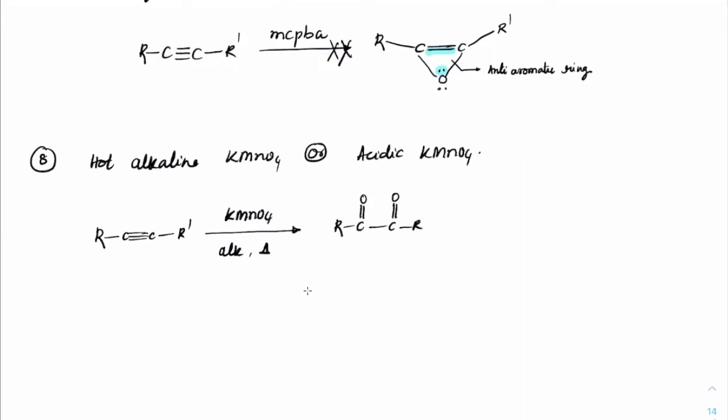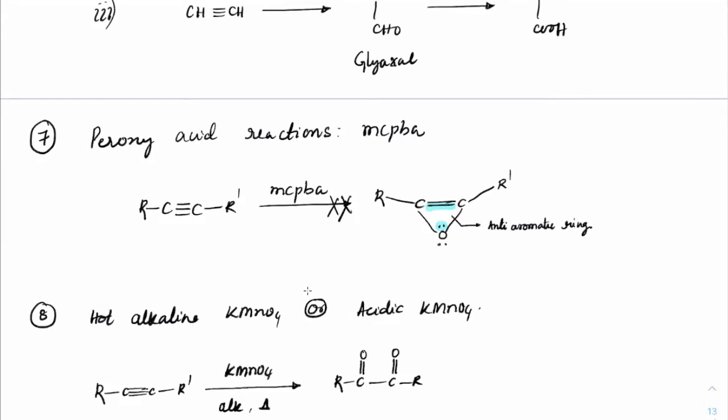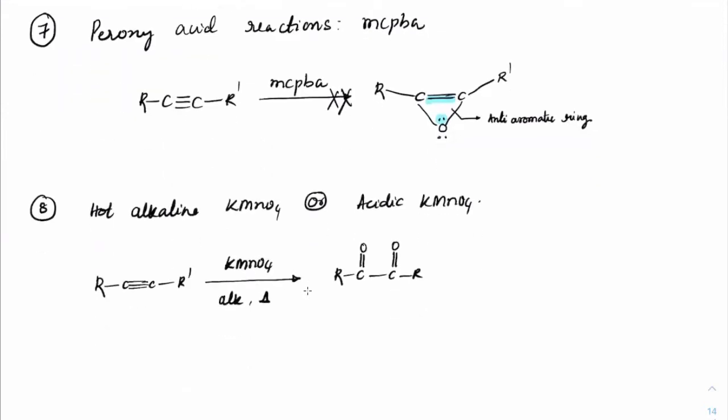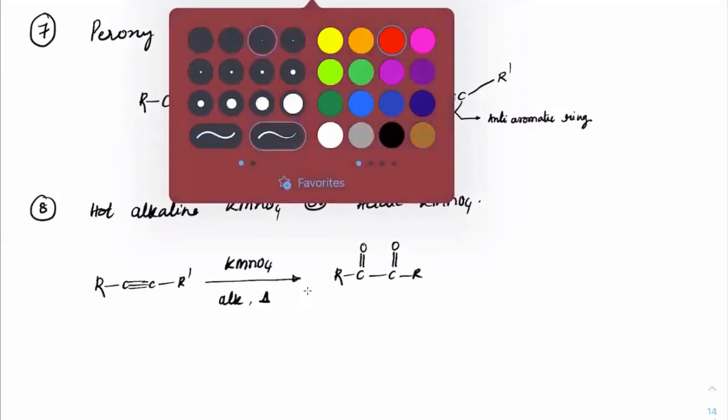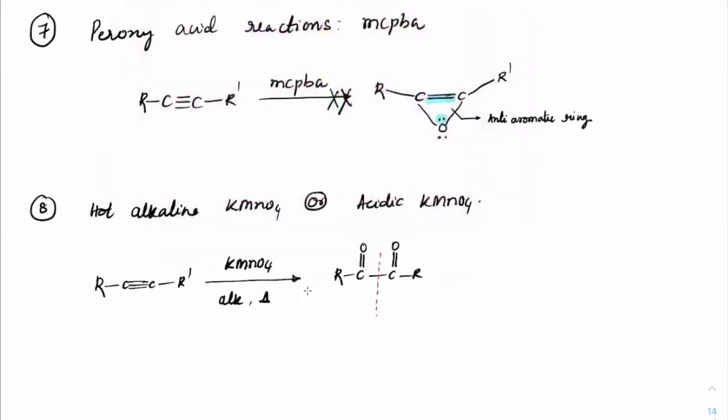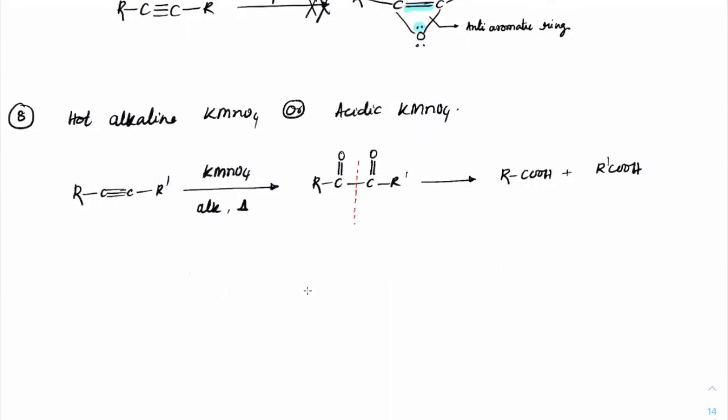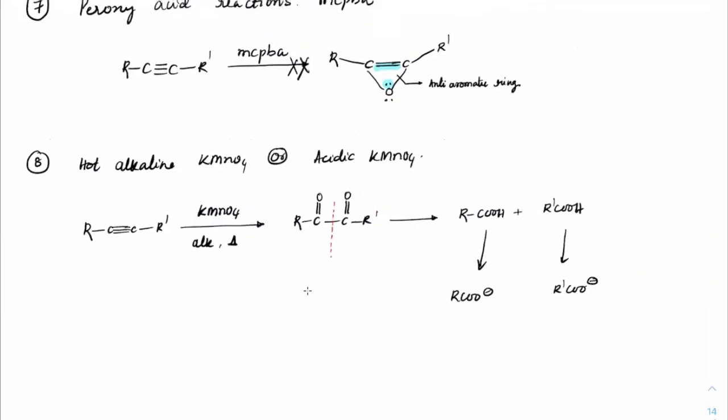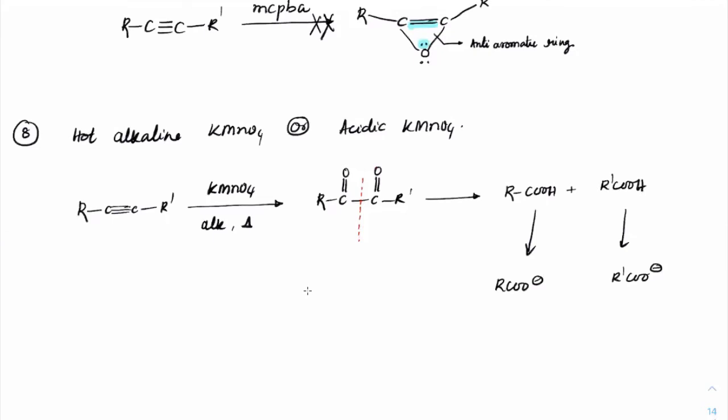Up to this point, it would similarly go as that of Baeyer's reagent. And once you get alpha diketones here, the bond breaking will start. So bond will break here to form acids RCOOH plus R dash COOH. But since it is in basic medium, eventually it will become salt RCO minus and R dash CO minus. If it was given in acidic medium, you will end up at acids only. So these are the two products you will get.